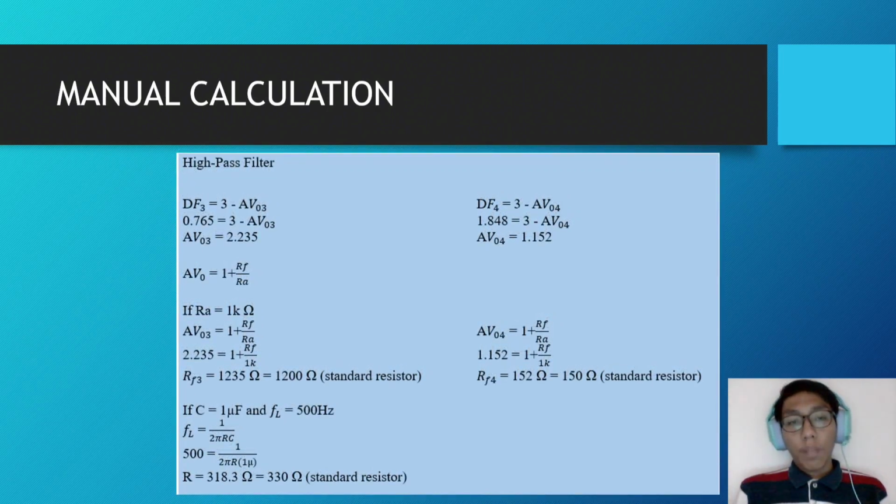The calculation for the high pass filter is basically the same as the low pass filter. As you can see, RF3 is 1200, same as RF1. RF4 is 150 ohms, basically the same as RF2. The only difference is the frequency, which for high pass is FL equal to 500 Hz. So 500 Hz equal to 1 per 2 pi R multiplied by 1 micro, so we get the resistor 318.3 ohm. For the standard resistor, the closest is 330 ohm.